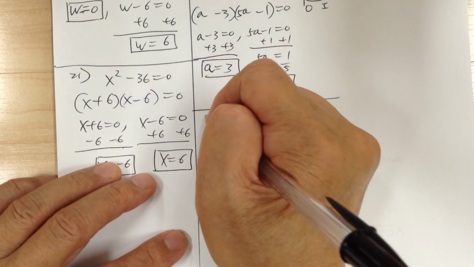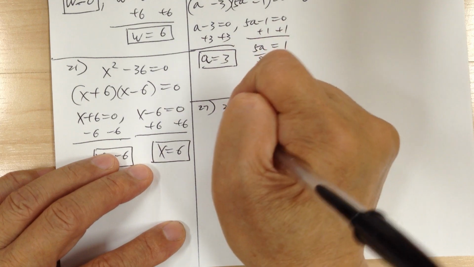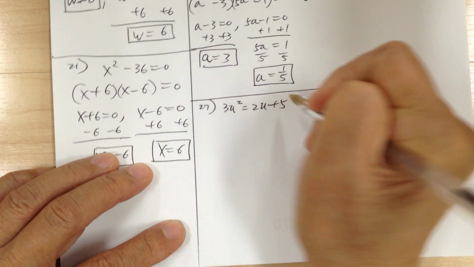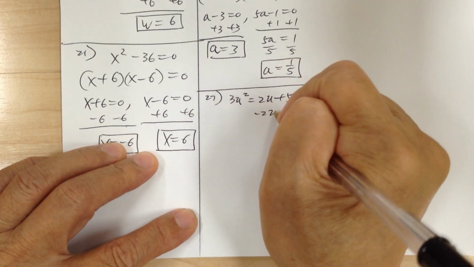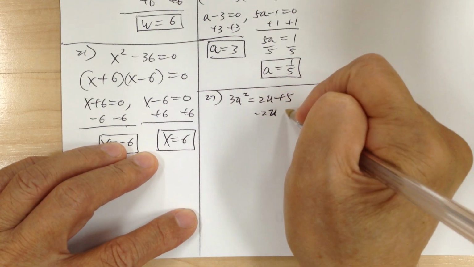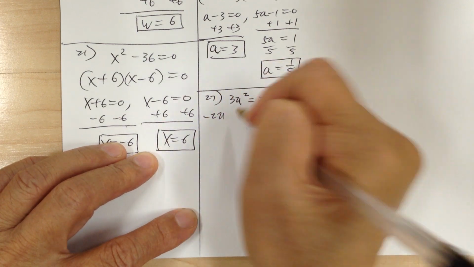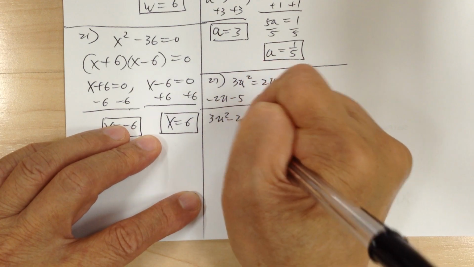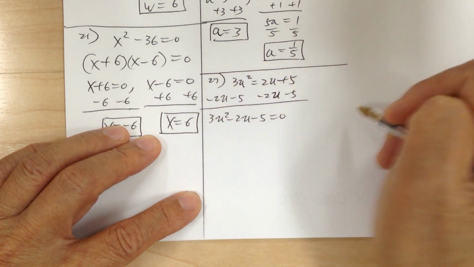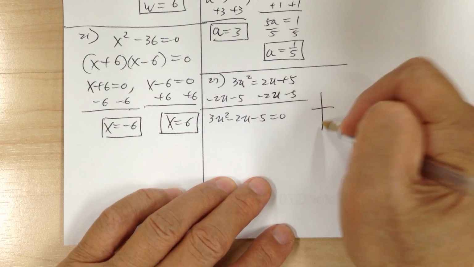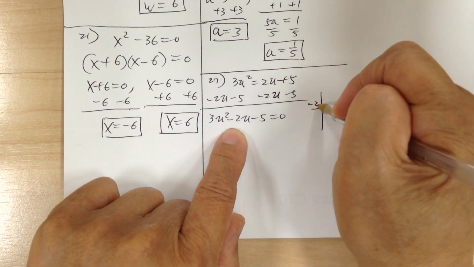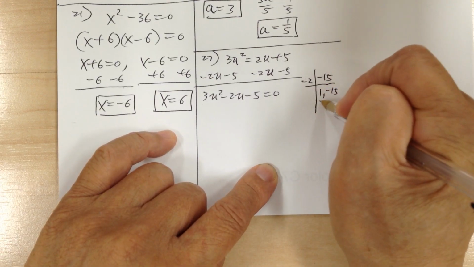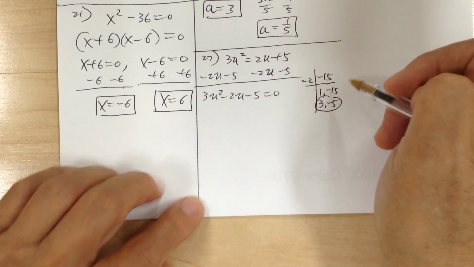Okay, 27. You got 3u squared equal to 2u plus 5. So you can move it to the other side. You have to make this equal to 0. So you got 3u squared minus 2u minus 5 equal to 0. Okay, then go through the steps. So this one, you need to get negative 2 and negative 15. So 1 comma negative 15, 3 comma negative 5, and that's it.